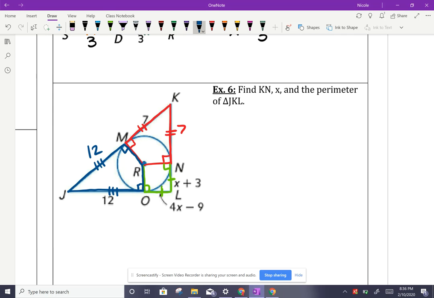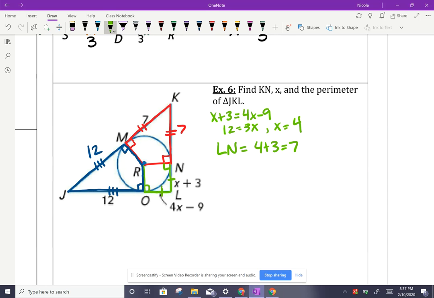Okay, so the first thing I need to do is solve for x. The two segments that have x in it are congruent to each other, so I can just do x plus 3 is equal to 4x minus 9. You do your math and you get 12 equals 3x. Therefore, x is equal to 4. Then I'm going to solve for LN. So LN is equal to 4 plus 3, which is 7.